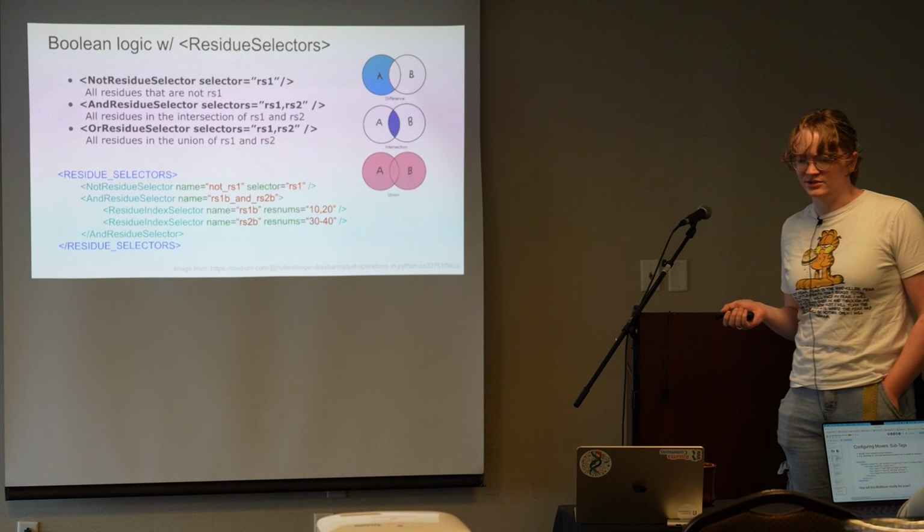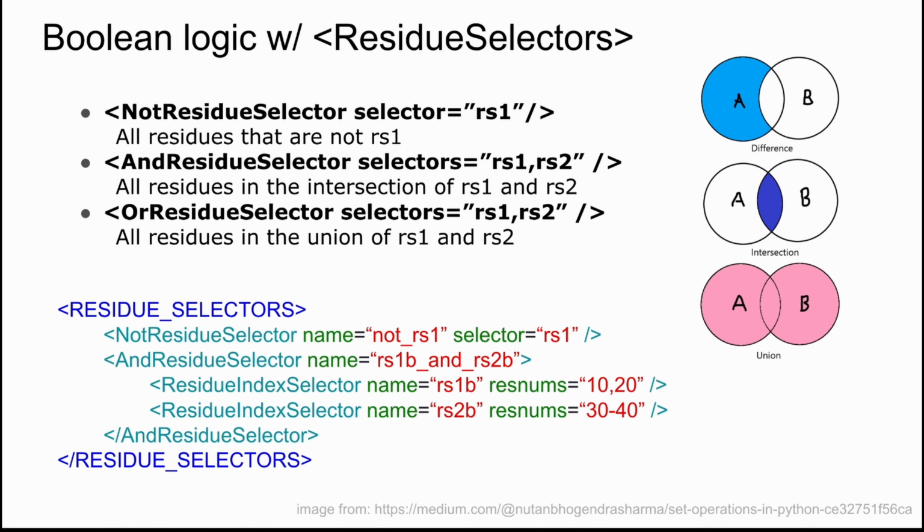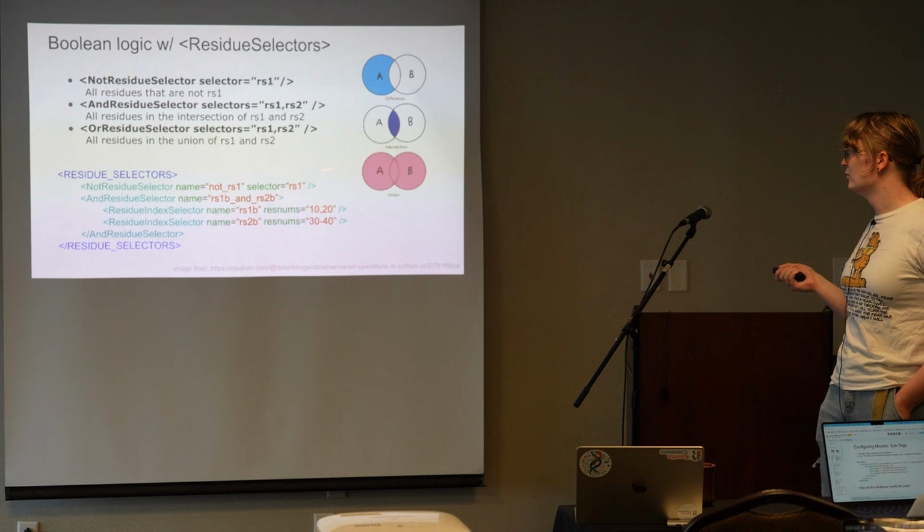You can use Boolean logic. I know I said that earlier, but you can use Boolean logic for any of these residue selectors. For example, if you want to do a not residue selector, it'll be all the residues that are not RS1. And and or, this is sort of how they look. And is all residues that are both 1 and 2, and then or is 1 or 2.